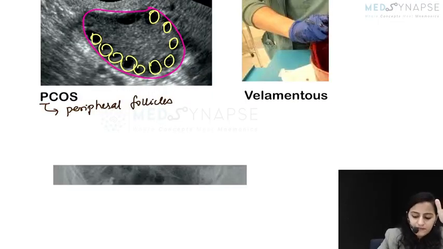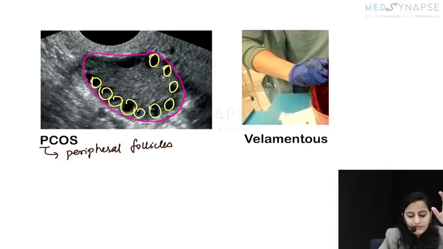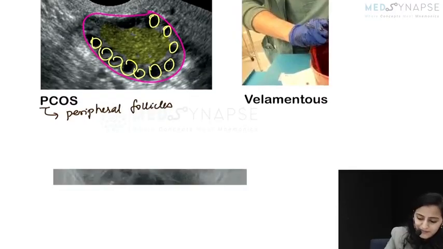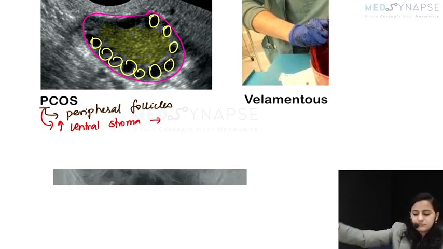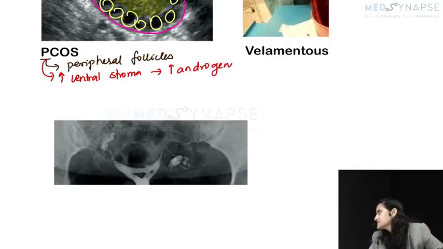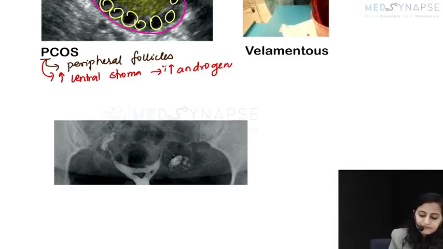Why peripheral? What tells the follicles in PCOS you are not supposed to be in the center? You have to go to the periphery. Stroma. The increase in the central stroma. So remember, in PCOS, there is increased central stroma, which tells the follicles, this is my space, you go to the periphery. Why does the central stroma increase? Because this is androgen dependent. There is increased androgens in PCOS.